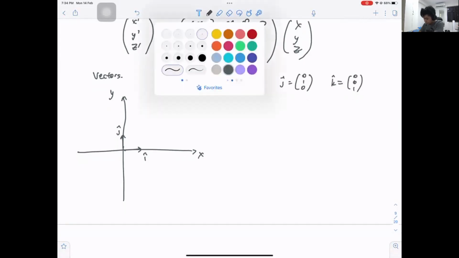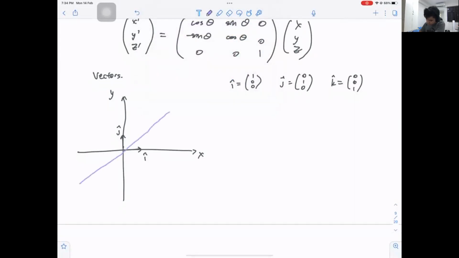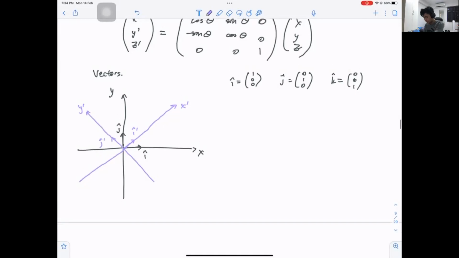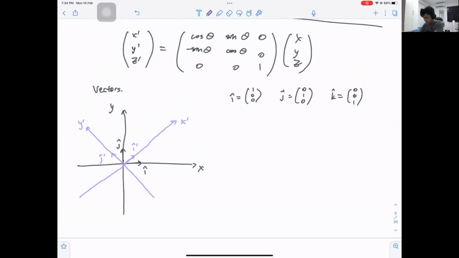Then, if I draw my x prime and y prime, my x prime will be i hat prime and y prime will be j hat prime. So the thing we want to try now is to express i hat prime in terms of your i hat and j hat. This angle is theta. So let's express i hat prime in terms of i hat and j hat.